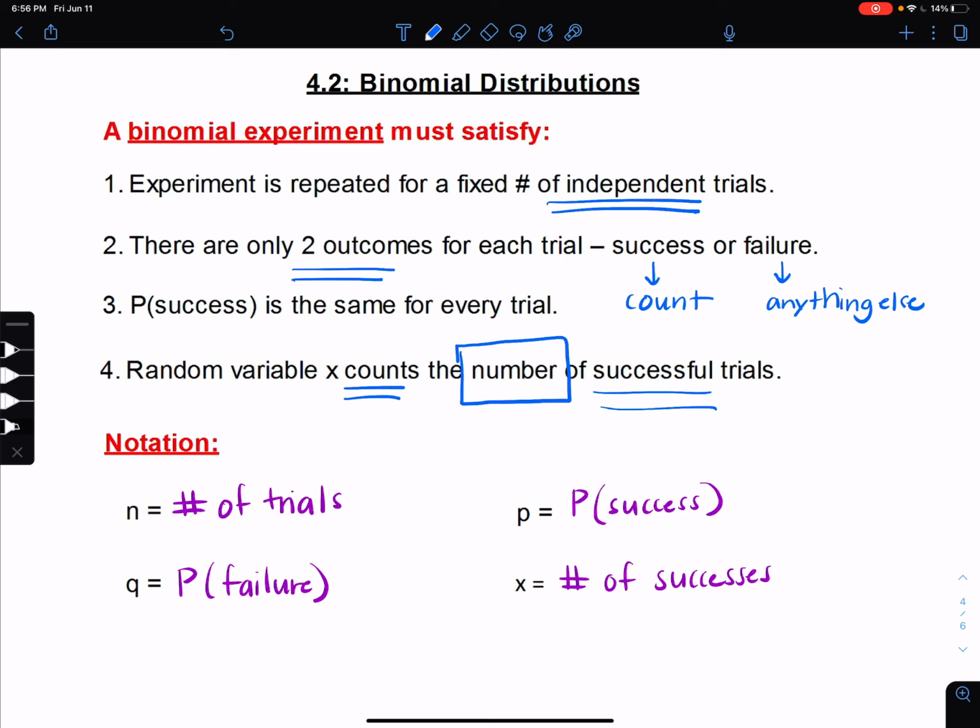All right, now, if you do have a binomial distribution, if these four properties are all satisfied, then you're going to classify the values of n, p, q, and x. All right, and I've labeled here for you what each one of those things represents. Okay, so let's go ahead and take our first example, and we'll look at how to label those values of n, p, q, and x.